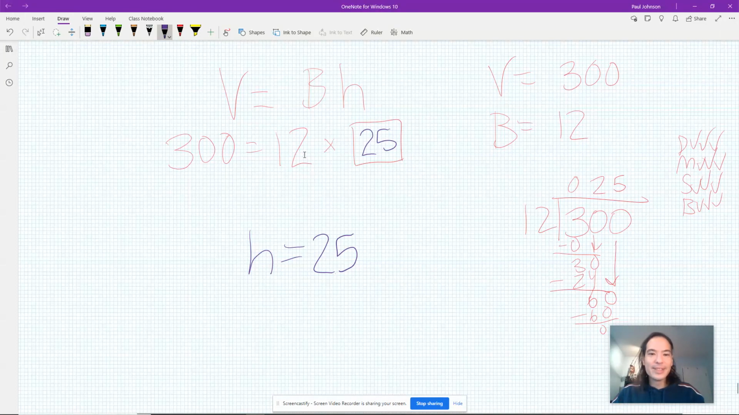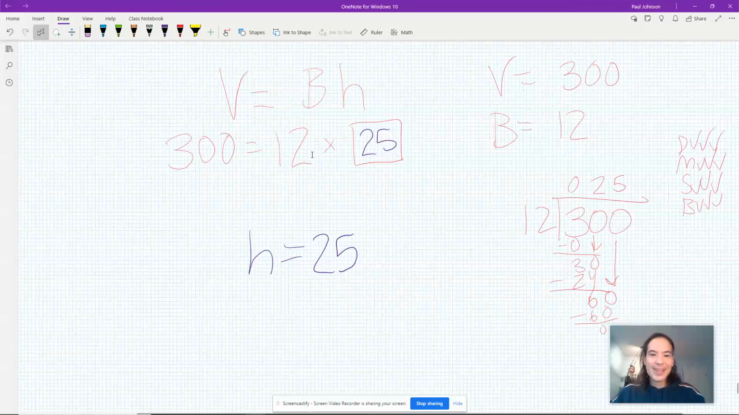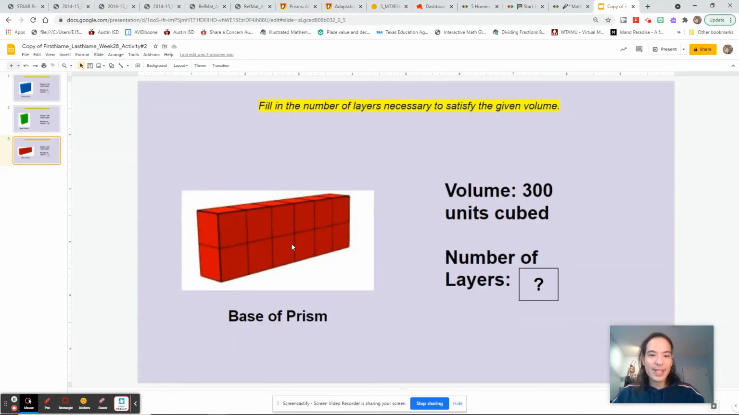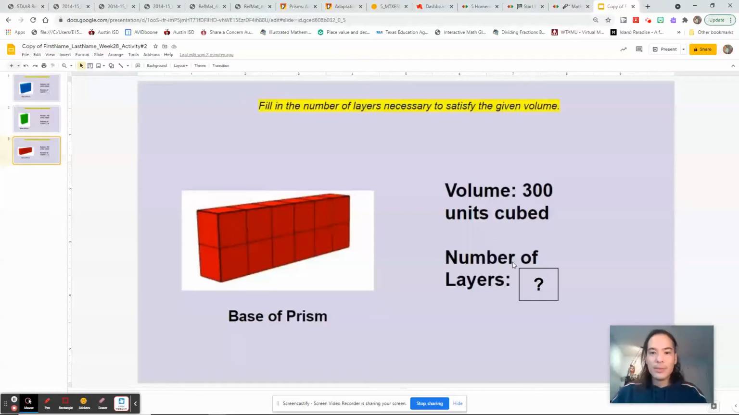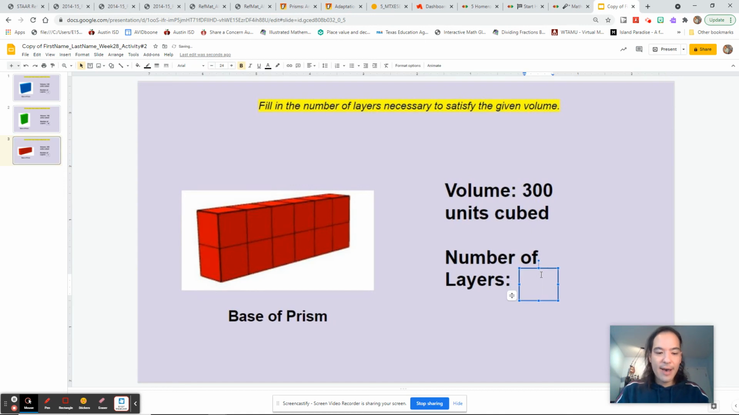So 25 layers of our 12 unit base, 25 layers of this. Remember, knock it down and then stack 24 more layers on top. That would give us a volume of 300 because 25 layers of 12 cubic units would be 300. All right. So our number of layers to have a volume of 300 cubic units is 25. All right. So that is the exercise. Sorry if it was kind of confusing because they were sitting up and you had to knock them over, but hopefully that helps clarify what's going on there.